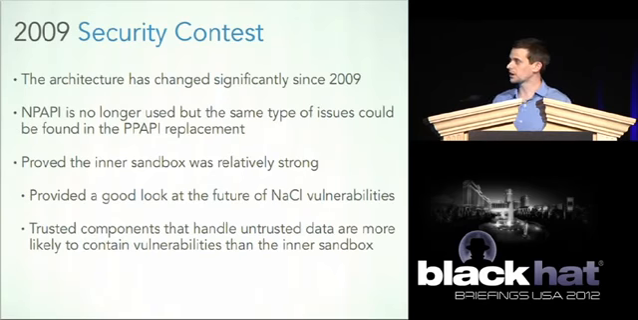So yeah, even though the architecture's changed significantly since 2009, NPAPI is gone and Pepper's replaced it. The 2009 security contest really provided a good look at the future of Native Client vulnerabilities. There probably weren't going to be that many inner sandbox breakouts. It was probably going to be more vulnerabilities in stuff like the Pepper proxy that handle untrusted data. And that's very much held true to this day.